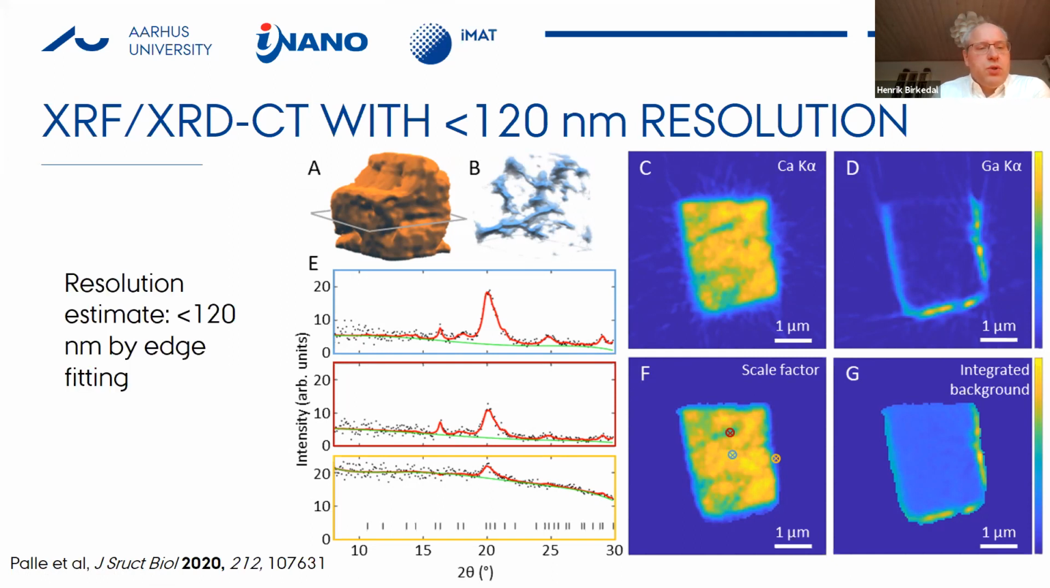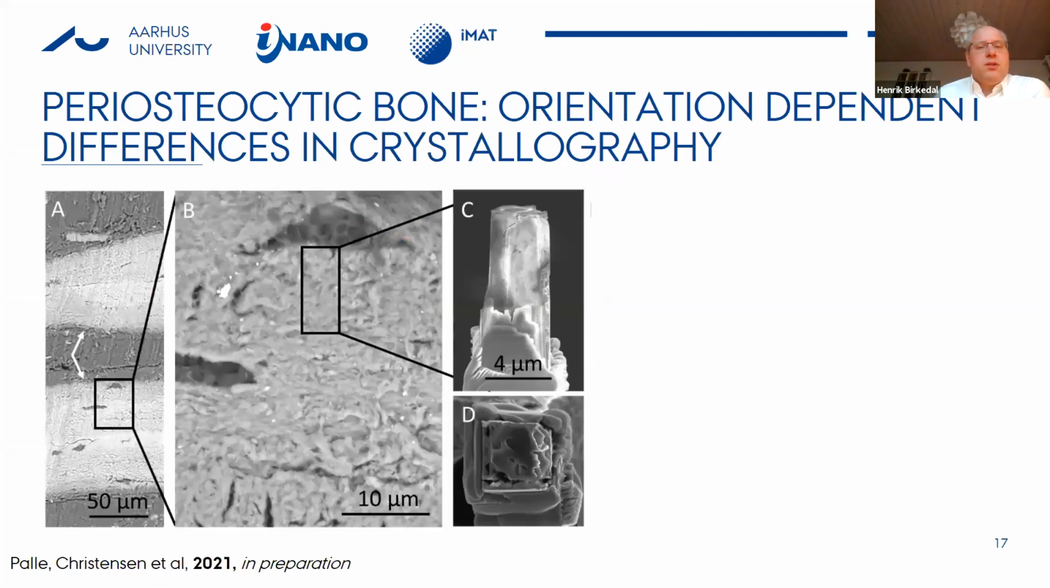So from this, we could show that we could do combined XRD, XRF, CT on bone with a better than 120 nanometer 3D resolution as determined by edge fitting to the data. So this demonstrated that the experiment is possible, but didn't teach us a lot about the sample. So what we're doing right now is trying to do this experiment again, even better.